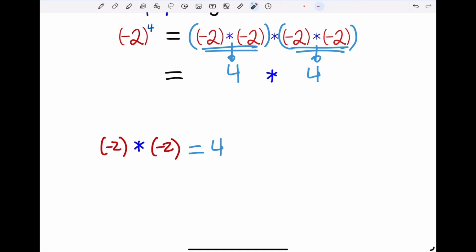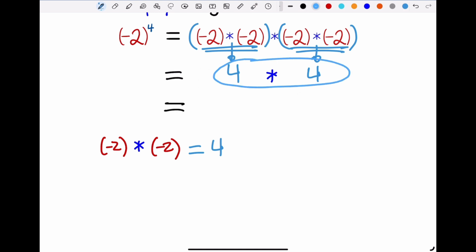And now we're multiplying two positive numbers together. And we know that 4 times 4 equals 16. So we can replace these 4's with its answer as 16. And we're done. We still got the answer as 16.